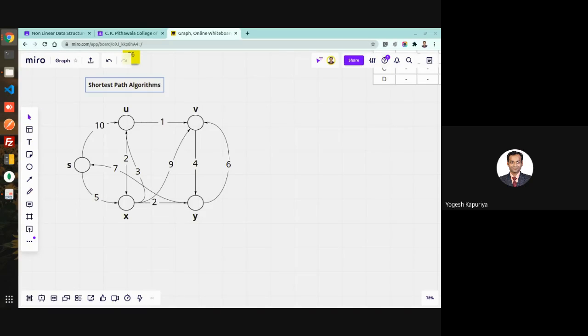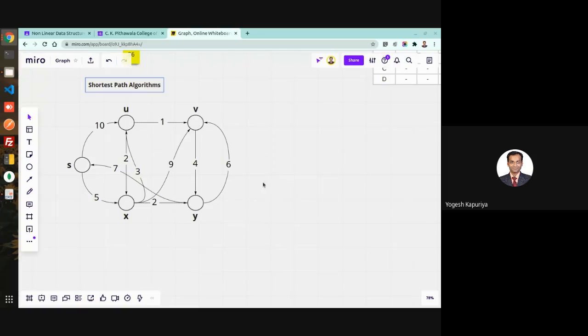Okay, so today we are going to discuss the last topic of non-linear data structures, that is shortest path algorithms. Now, actually, there are a number of versions of these algorithms, but we are not going to discuss each one of them. Just for simplicity, we'll keep it a simple shortest path algorithm. Let us first understand what it means.